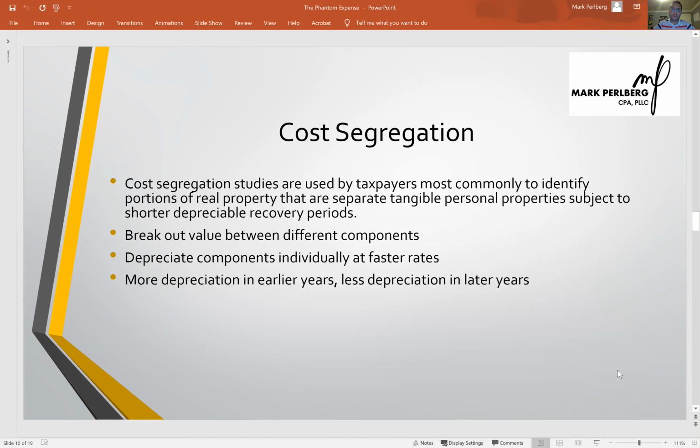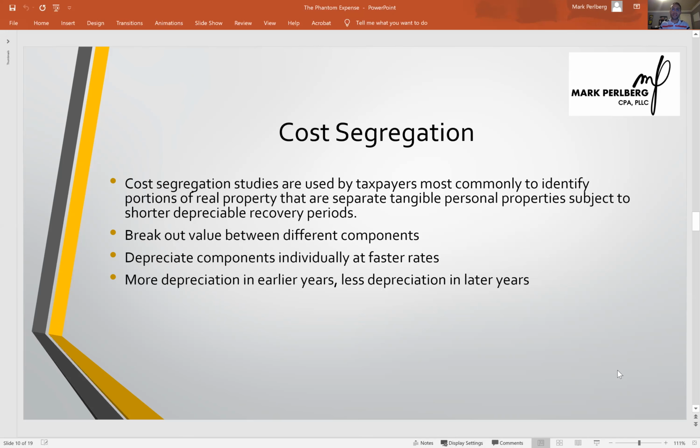Cost segregation are studies used by the taxpayers to identify portions of this real property that are separate, tangible, personal properties and have shorter depreciable recovery periods. So within this house or apartment complex that is depreciating over 27.5 years, we do a study and identify different pieces and elements attached to this real estate that is going to depreciate faster.